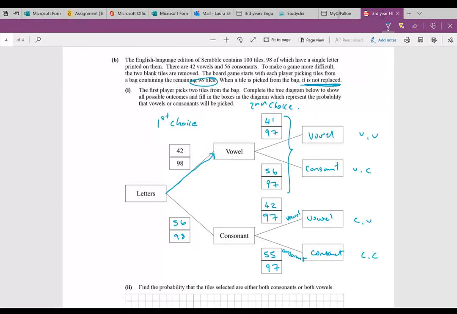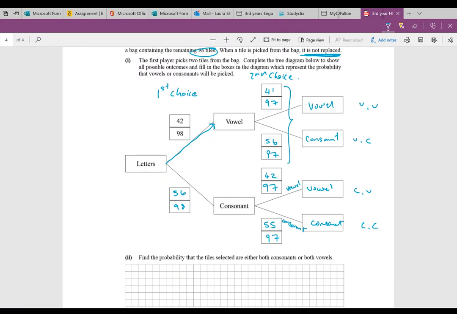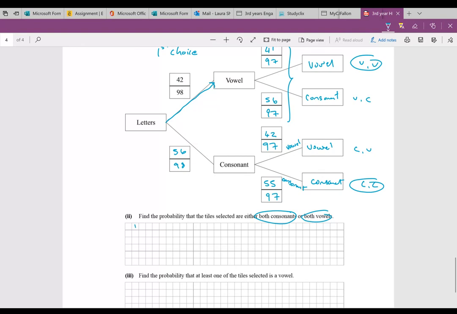These are tricky tables to figure out because you really have to think about what's happening. It says, find the probabilities that they are either both consonants or both vowels. So I'm looking for both consonants or both vowels. If it's a vowel and then a vowel, that means I have 42 over 98, and remember the and is a multiply, and 41 over 97.